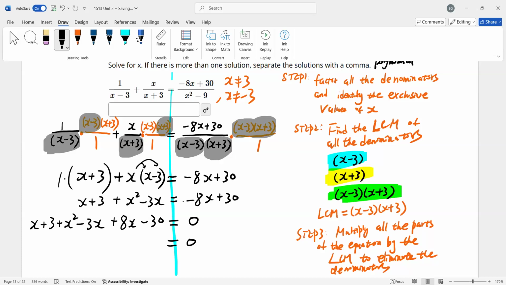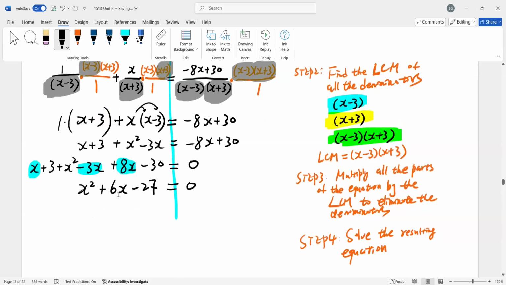Left side, combine like terms. We have x squared by itself. And we have x, 8x, that's 9x. 9x minus 3x, that is 6x. All right. And we also have 3 minus 30, that is negative 27. Okay, let me double check. Yeah, always double check. X squared, so 9 minus 3, 6, that's good. And negative 27, that's correct. All right. So this is a quadratic equation.